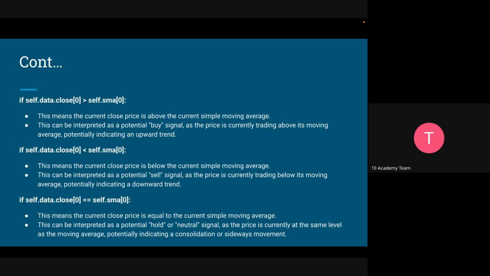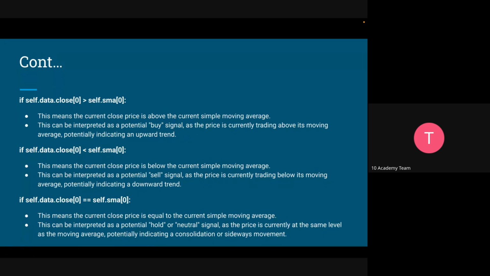So this is just a syntax. SMA indicates a simple moving average calculation. So if the close, again the terminology that indicates the closing price for that particular date or at that time, is greater than the average calculation, it can be interpreted as a potential buy signal.